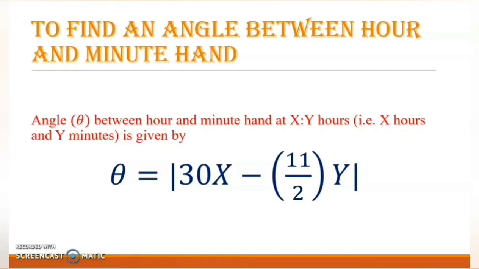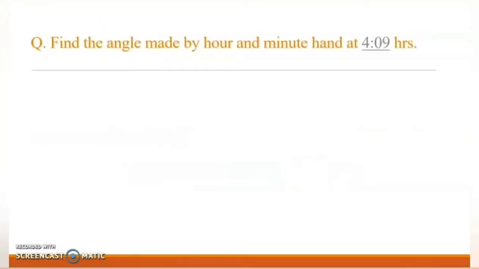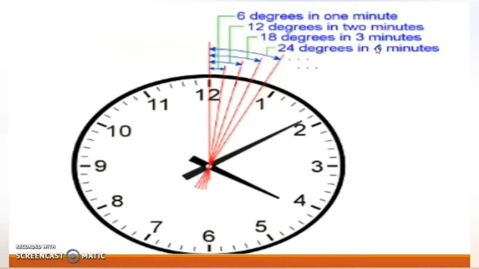Let's look at an example wherein we can use this formula. Suppose I want to find the angle made by hour and minute hand at 4 hours and 9 minutes. That is, the clock shows this. The hour hand is at this position and the minute hand is at this position. That is, I want to find this angle.